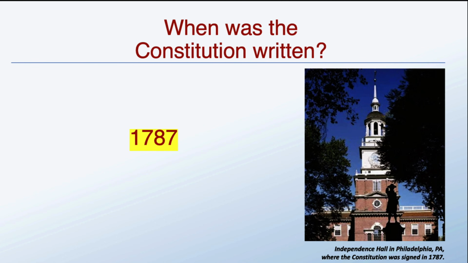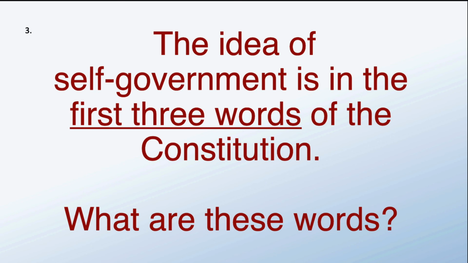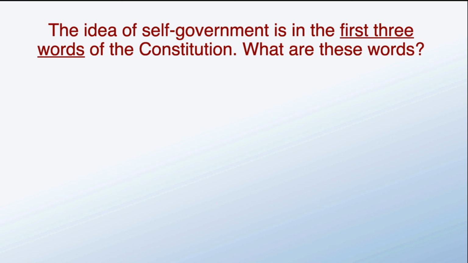The Constitution was written in 1787. The idea of self-government is in the first 3 words of the Constitution. What are these words?